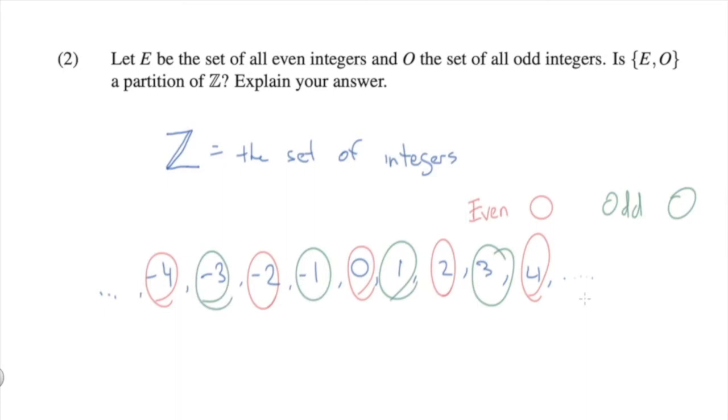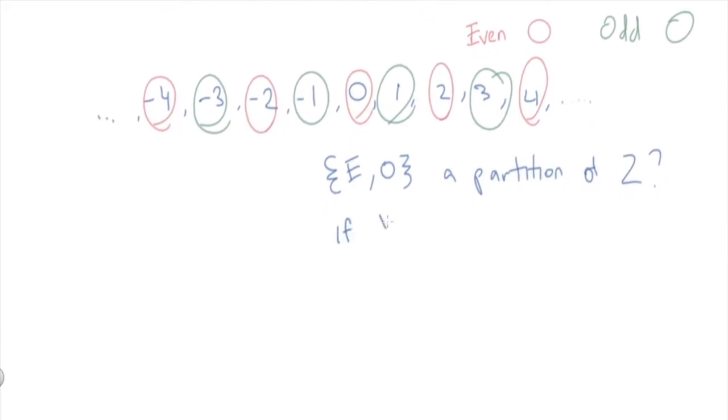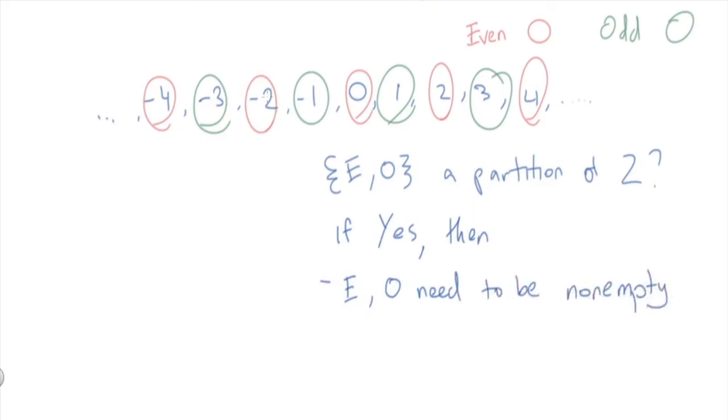So the question is, the set containing E and O, is it a partition of the set of integers Z? Okay, so to be a partition, we need to meet some different conditions, right? First, E and O need to be non-empty. So that's satisfied, right? Because both sets already have members in them. The even set has all the red circled members, and odd has all the green circled members. So they're both not empty.